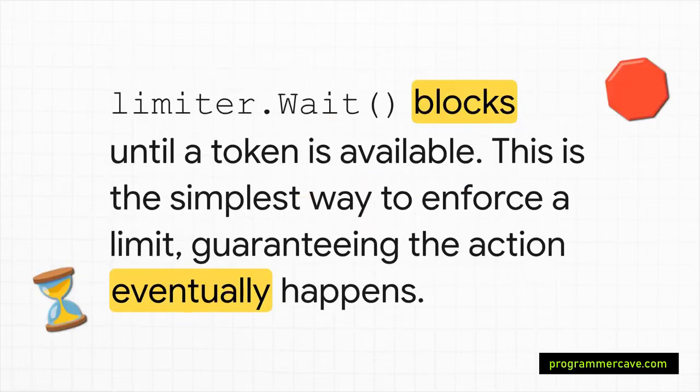The most straightforward way to use it is with the wait function. This call will literally pause your code. It blocks everything until a token becomes available. This is perfect for when you know you have to do the thing eventually, you just need to slow down a bit to stay under the limit.